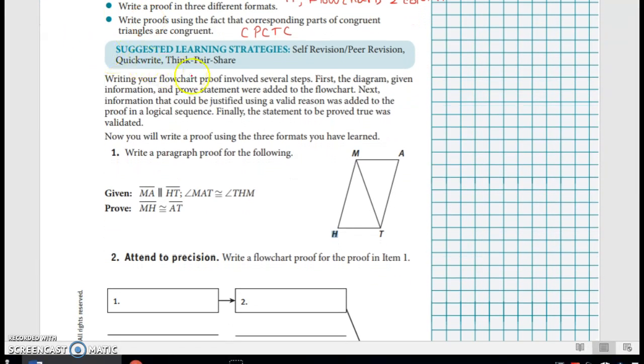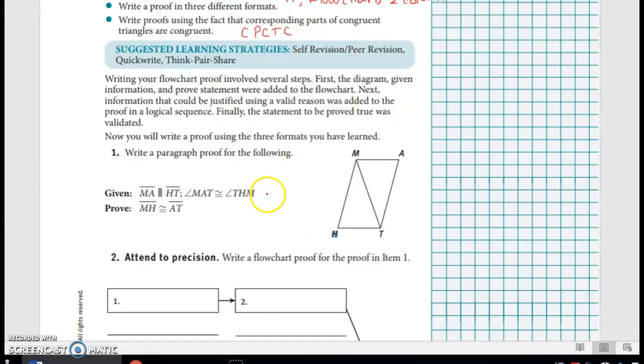So when we write a flowchart proof, it's several steps. First, the diagram, and then the given information and the proof statement are added to the flowchart. Then we take the information that can be justified using a valid reason and add that in logical sequence. And then finally, the statement to be proved is validated through our flowchart. Okay. Now we're going to actually practice using all 3 of those.